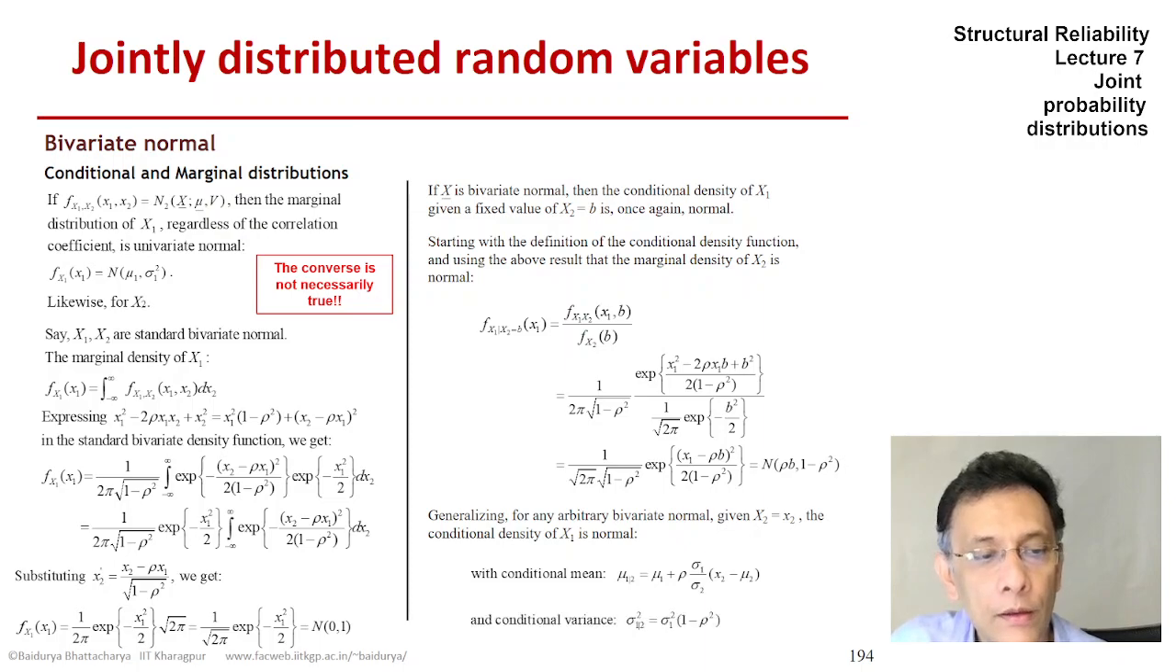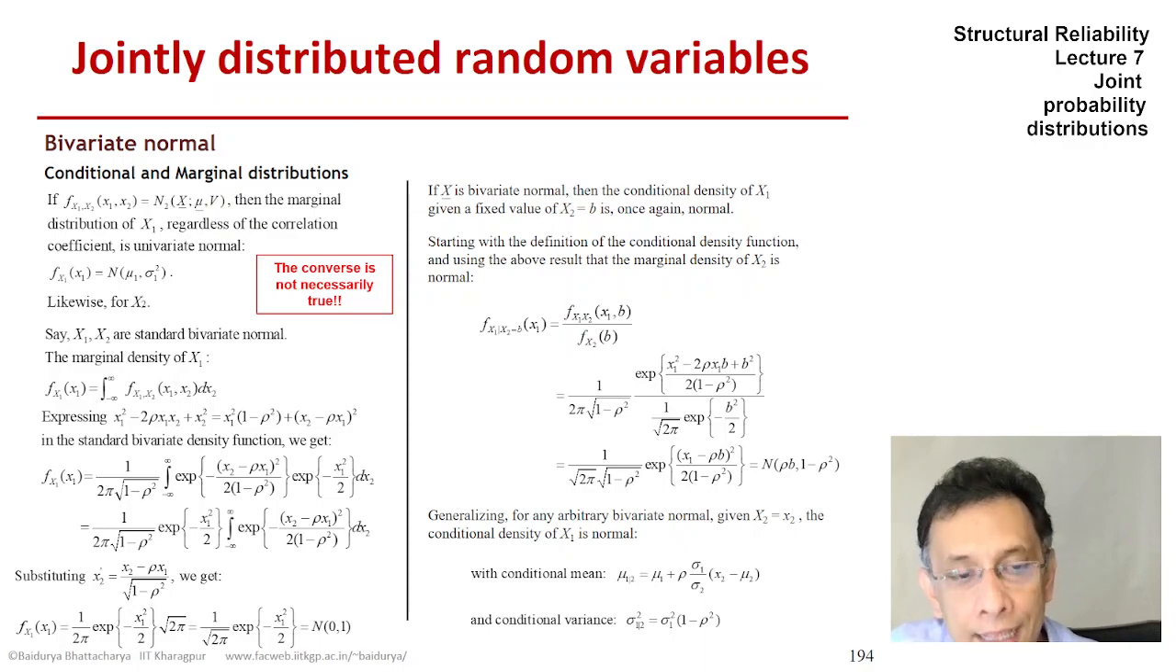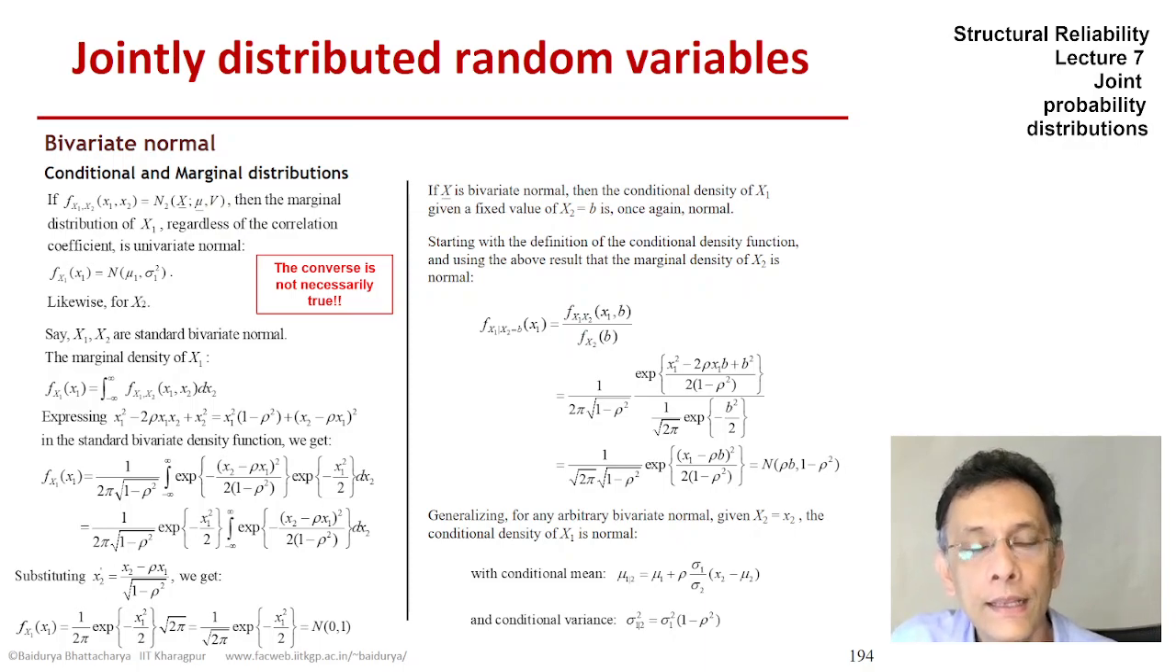The conditional variance depends on the original variance and the correlation coefficient, and it's easy to see that the conditional variance is less than the original variance, and it does not depend on what particular value the other one, x2, takes.